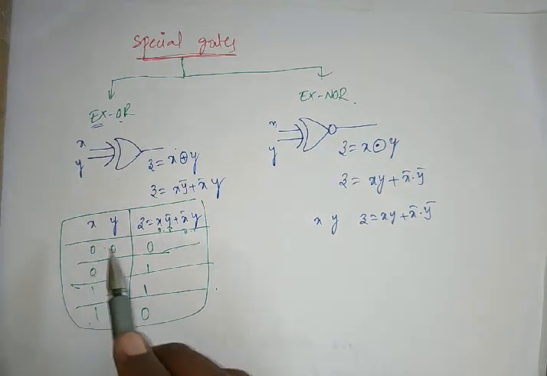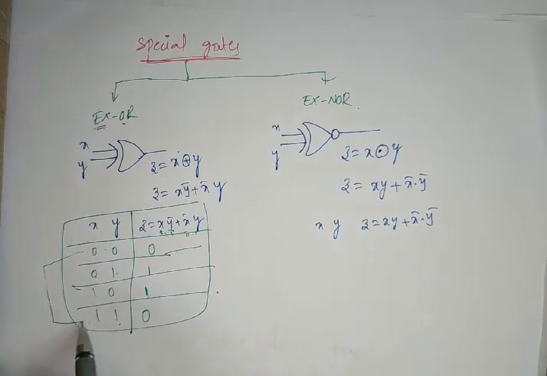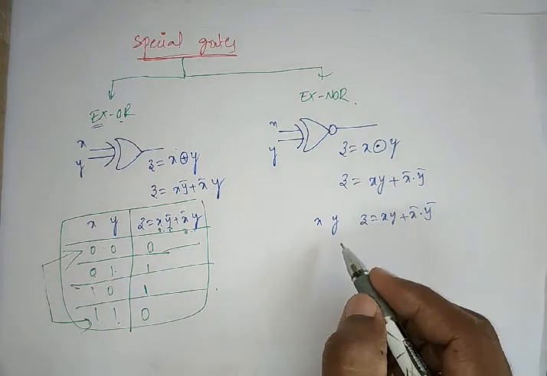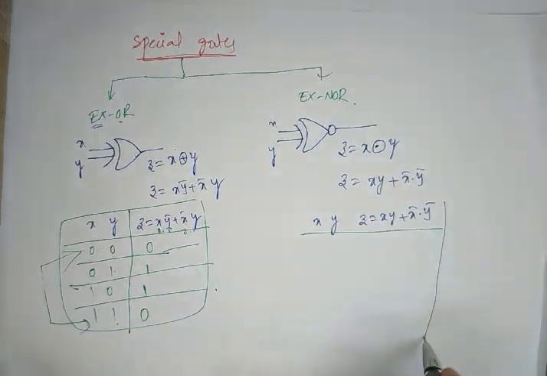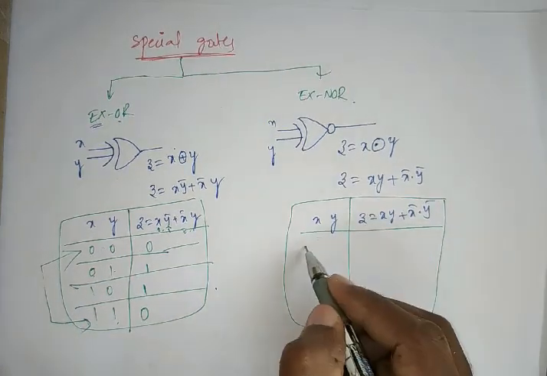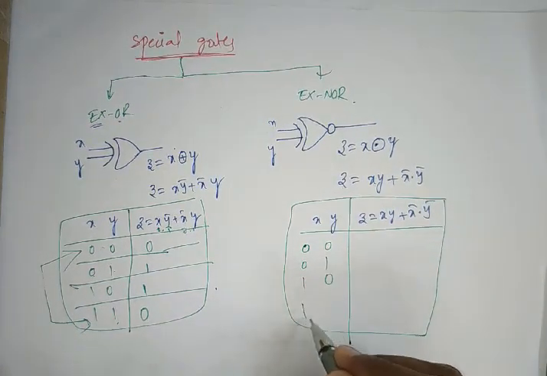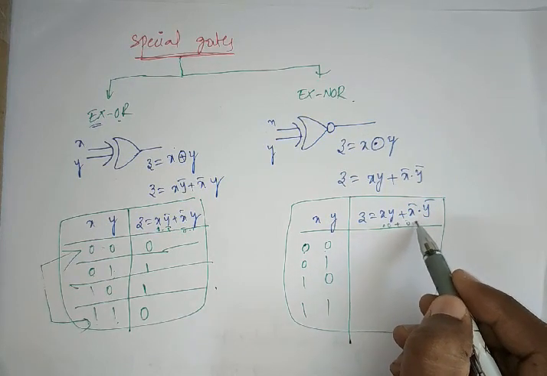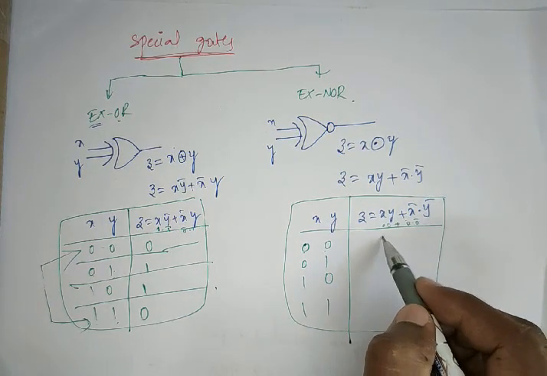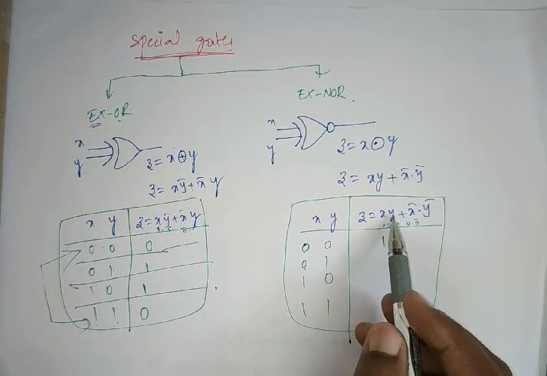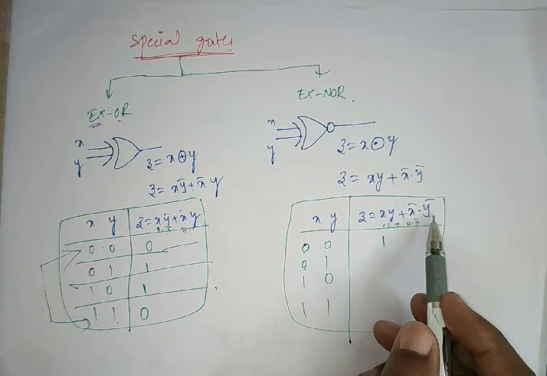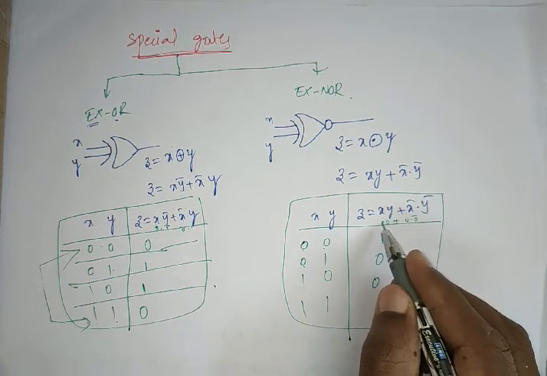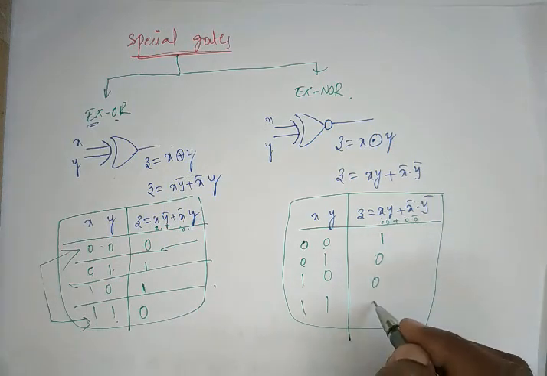If both the inputs are the same, then the output will be low. If the inputs are different, then the output will be high. Now we will see XNOR for 0 0, 0 1, 1 0 and 1 1. For 0 0: 0 into 0 plus 0 bar 0 bar, so 0 plus 1 gives 1. Next, 0 into 1 plus 1 into 0, so that is a 0. Next it is the same, 0. Next, X into Y, 1 into 1 is 1, and 1 plus something is 1 only.